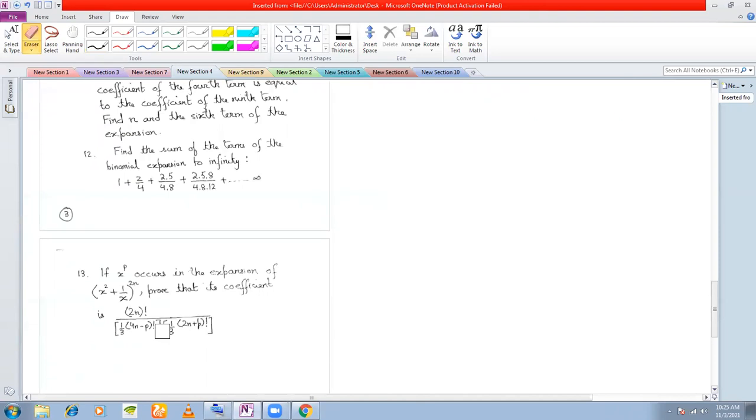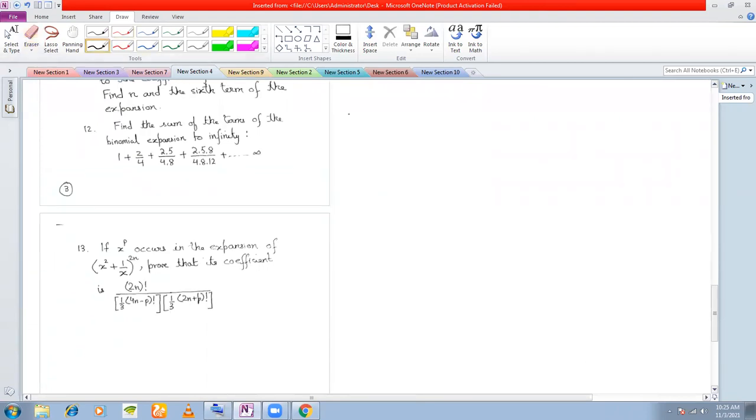Okay, number 13. If x to the power of p occurs in the expansion of x plus 1 by x to the power of n, so given expression is to the power of 2n. Prove that its coefficient is, that means coefficient of x to the power of p is this. That is what you have to prove. Okay, this is the given expression. Now I start by saying let the rth term contain x to the power of p, or let tr plus 1 contain x to the power of p.